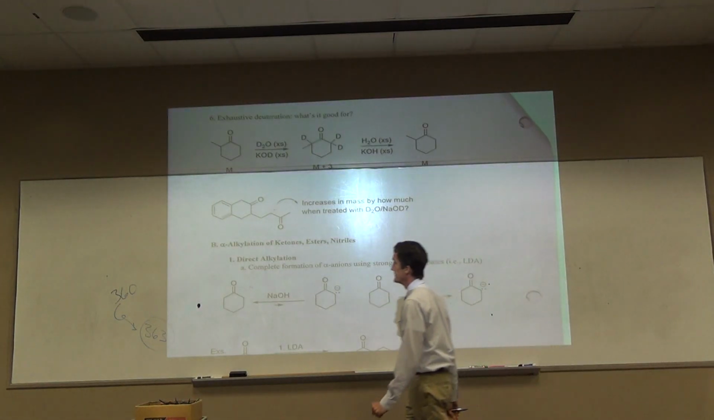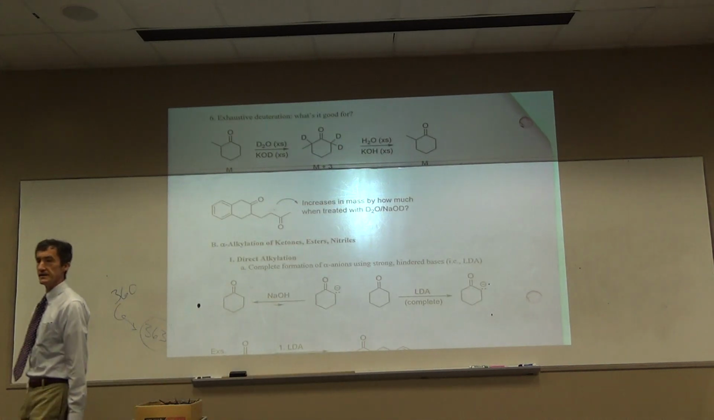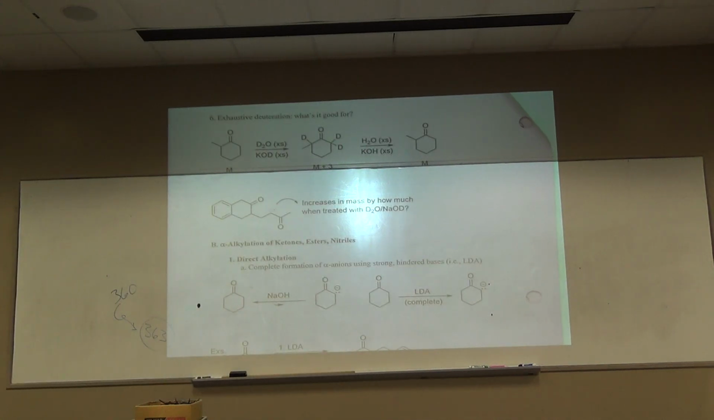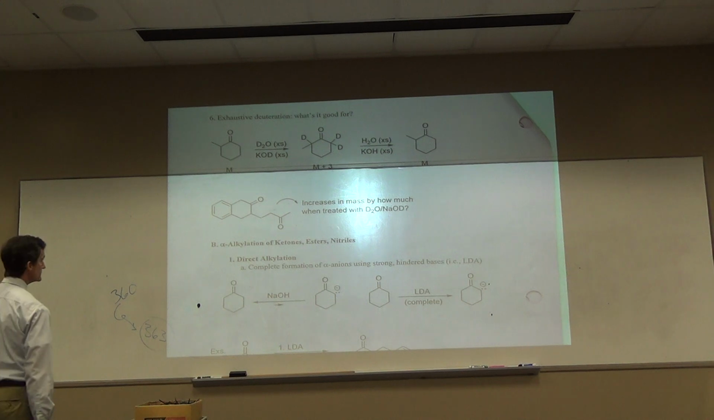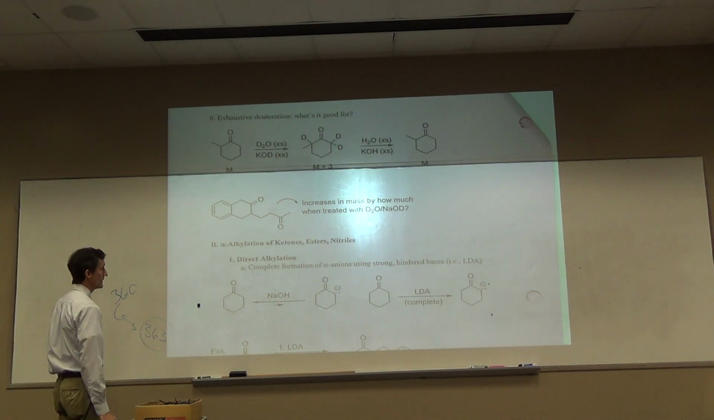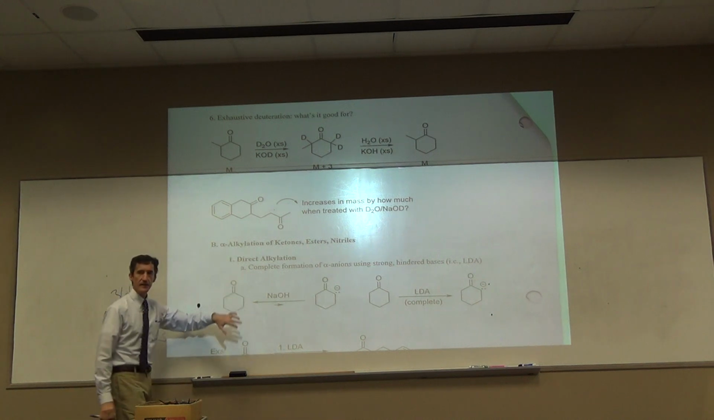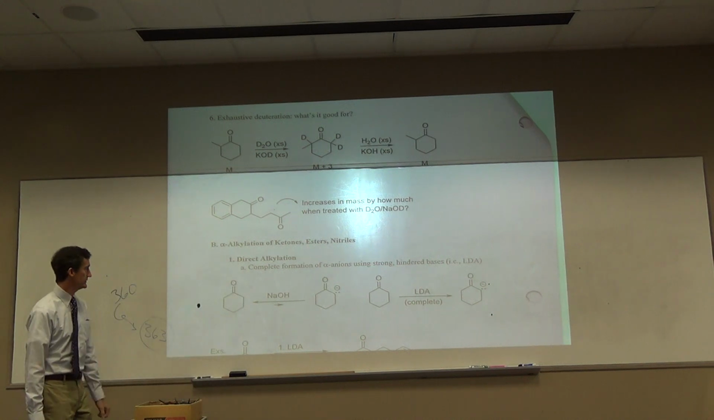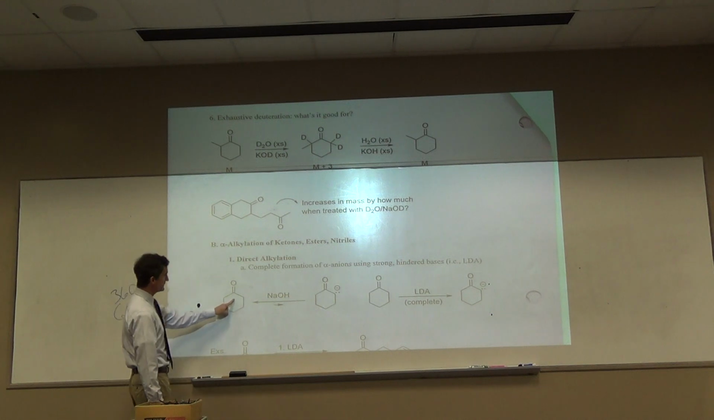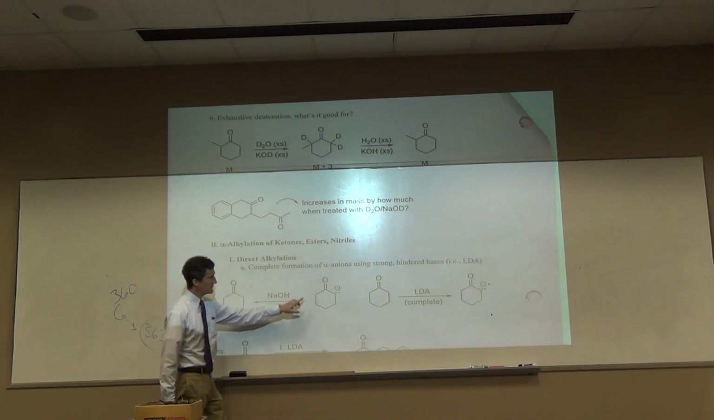Okay, B. A must have been alpha halogenation. B, alpha alkylation. And we will expand this to acid derivatives such as esters and nitriles. Alkylation. First is direct alkylation. Next would probably be indirect alkylation. If we take a ketone here, we know we can generate the enolate.